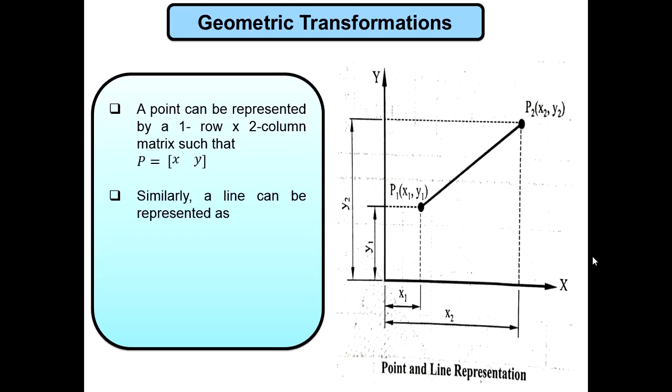So P(x, y) can be represented with a one-row, two-column matrix. This is the representation of the point P. So simply, point P is represented by a one-row, two-column matrix. Now take the example of the line.